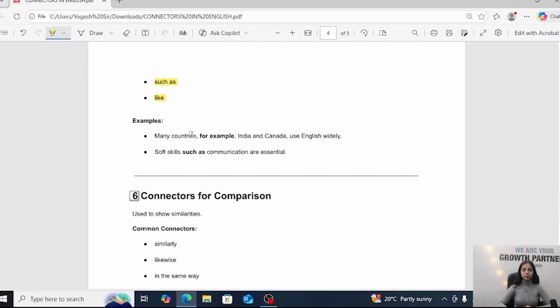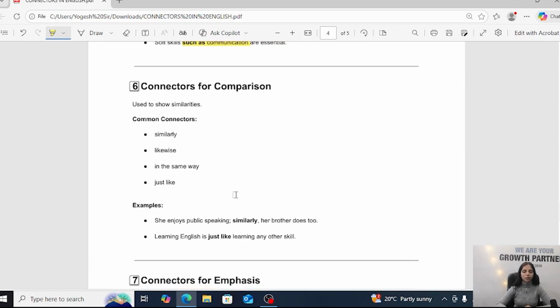So, for example, many countries, for example, India and Canada, use English widely. So, just to explain which are those countries that use English widely, we have given the example of India and Canada in this sentence. Next is soft skills such as communication are essential. So, when we are mentioning soft skills, we are clarifying the soft skills that we are talking about by saying such as communication.